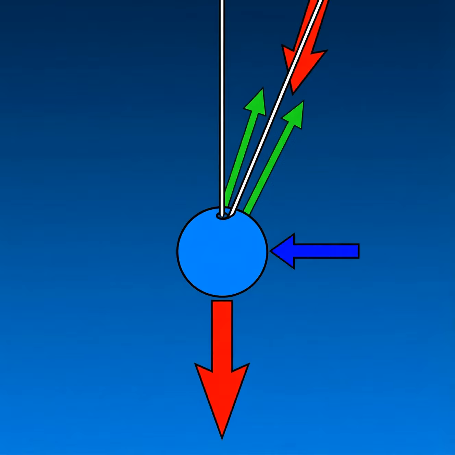The time taken for a complete oscillation is called the period. For small angles, the period depends only on the string length and gravitational acceleration. This relationship allows pendulums to serve as precise timekeepers in clocks.